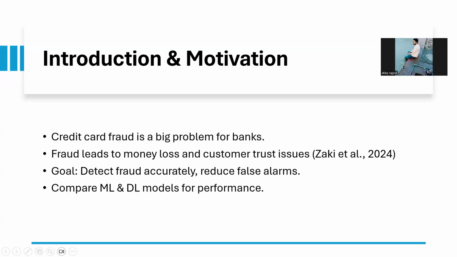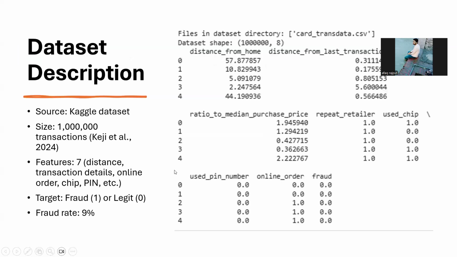And the next slide is about dataset description. Source: Kaggle dataset. Size: 1 million transactions. Features: 7, including distance, transaction details, online order, chip, PIN, etc. Target: fraud 1 or legit 0. Fraud rate 9%. Visual: pie chart of fraud versus legit.